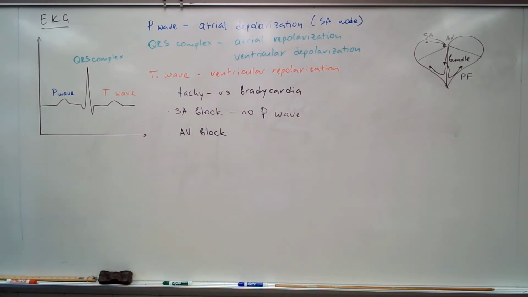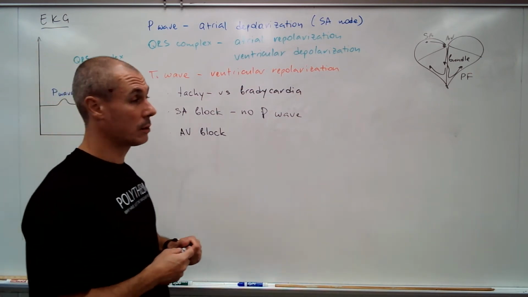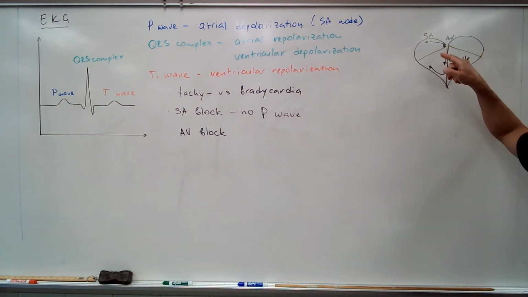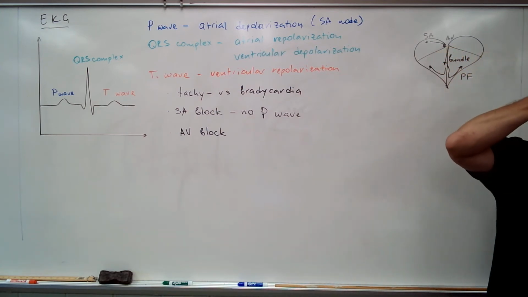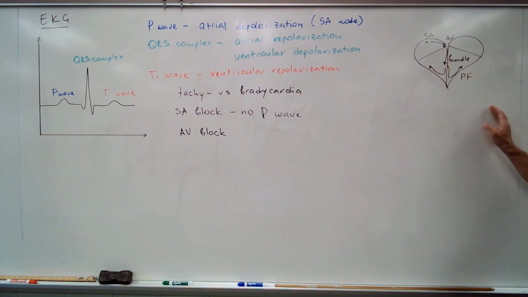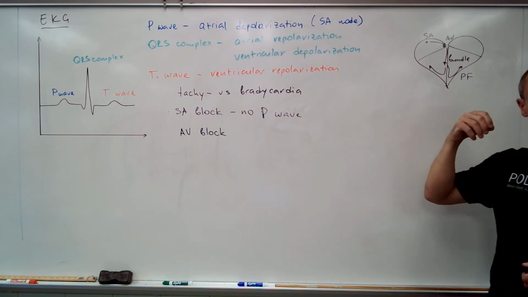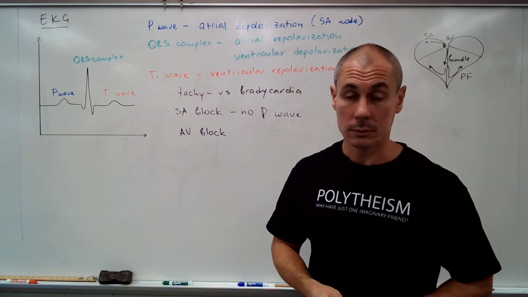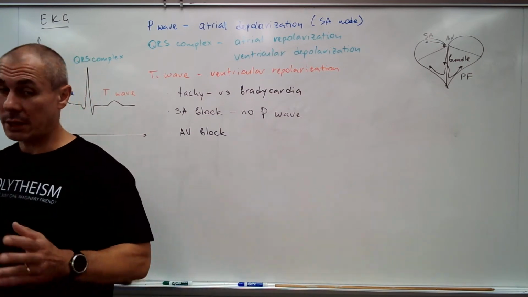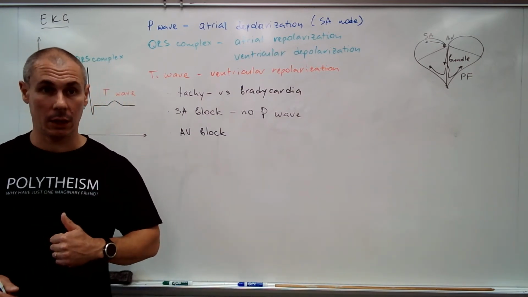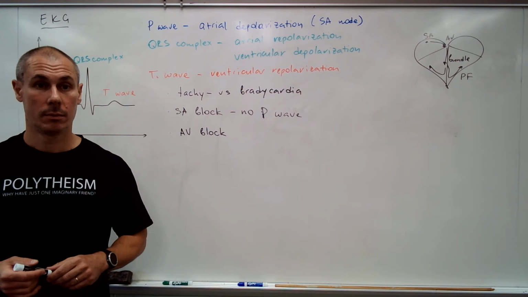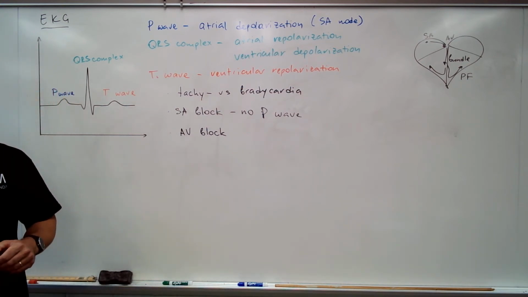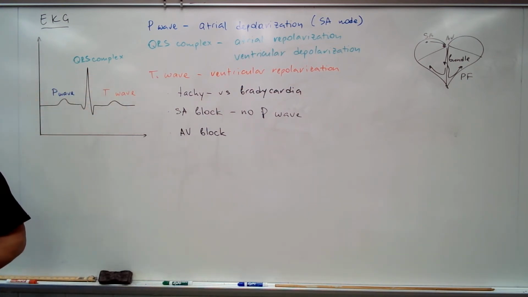Now, AV block. Okay? So AV, remember, this node here, the AV node, allows the signal to go all the way through the bundle to the Purkinje fibers. Does that make sense? All the way here. So if this AV node is somehow dysfunctional, I'm going to ask you up front, what do you think will not happen on the EKG? How would it look on EKG?